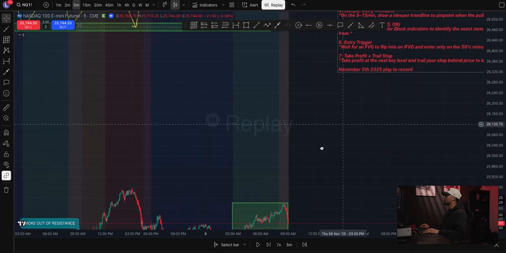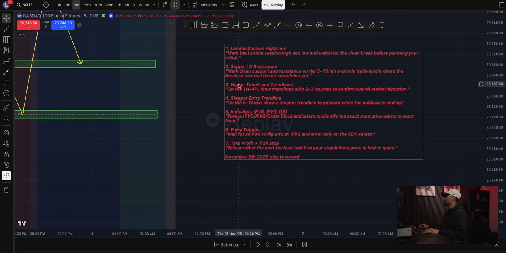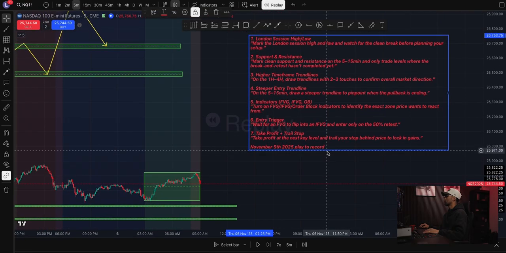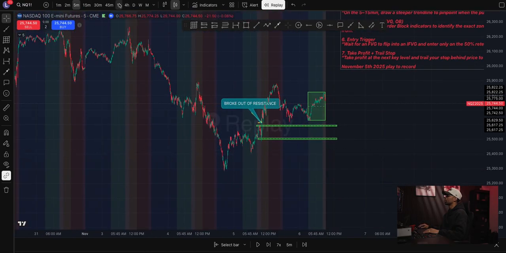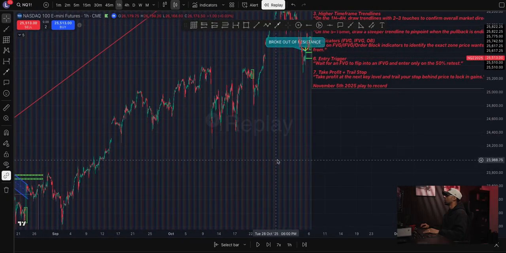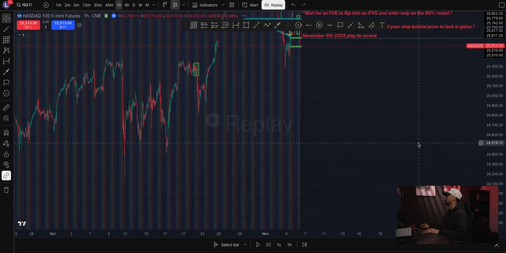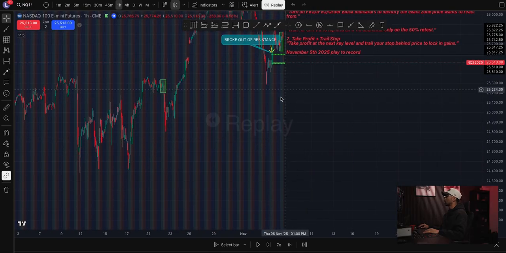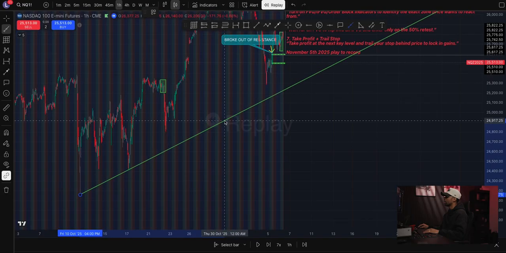So let's move to step number 3, higher time frame trend lines. On the 1 hour or the 4 hour, draw trend lines with 2 to 3 touches to confirm overall market direction, okay? So that's what we're going to do. We're going to go to the 1 hour, okay? All right. And we're going to look for at least 2 to 3 touches, right? So if we look over this way, all right, 1 touch, 2 touch, 3 touch, 4 touch, 5 touches, right? These don't all line up, but what we're going to do is just draw these touches on the way up, all right?